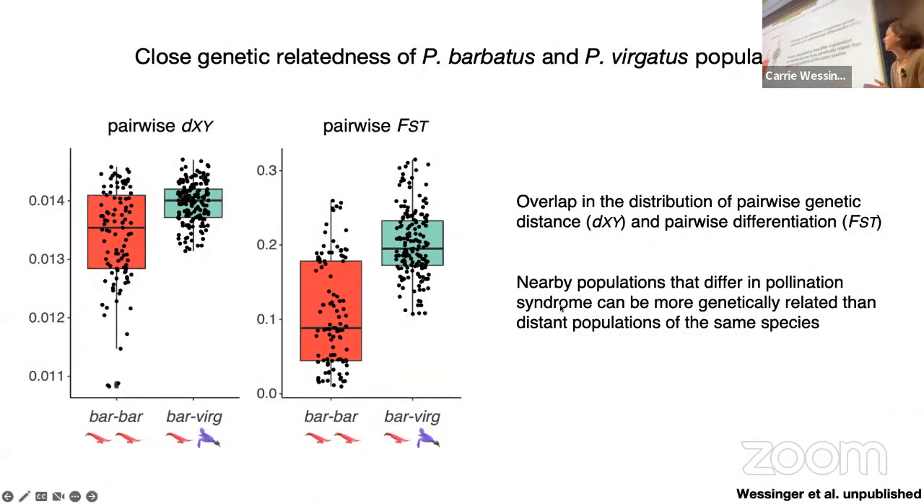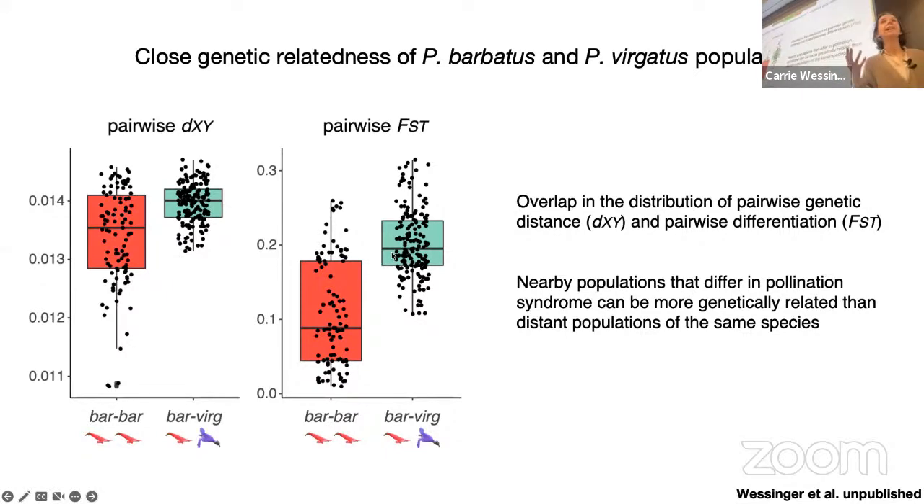So here is a distribution of pairwise DXY between populations of the hummingbird adapted species, shown in this red plot, and the interspecific population pairs shown in the light green. And we see substantial overlap between these two categories. And the results are similar for comparing the distribution of pairwise FST.